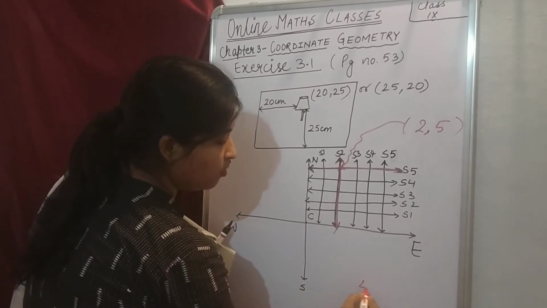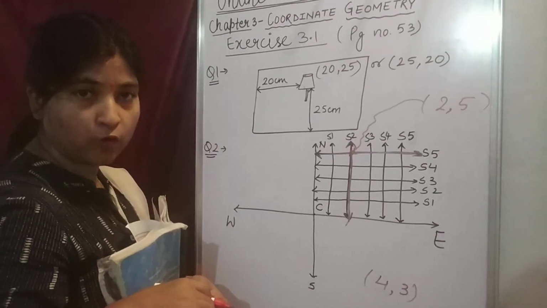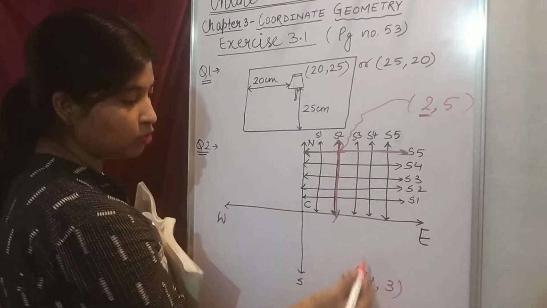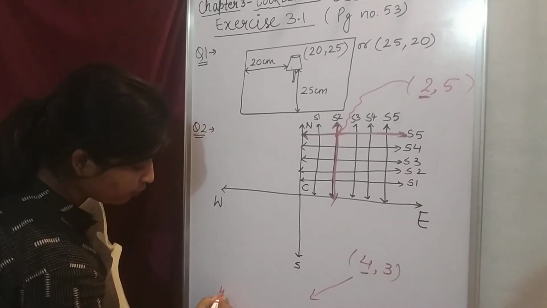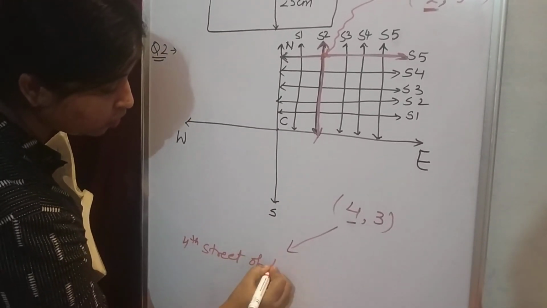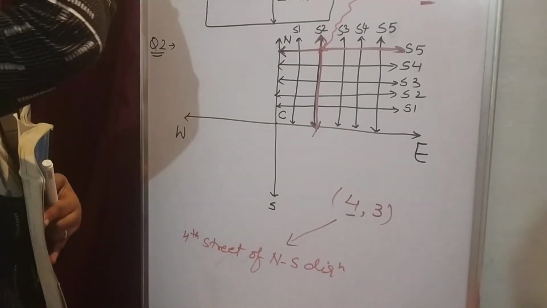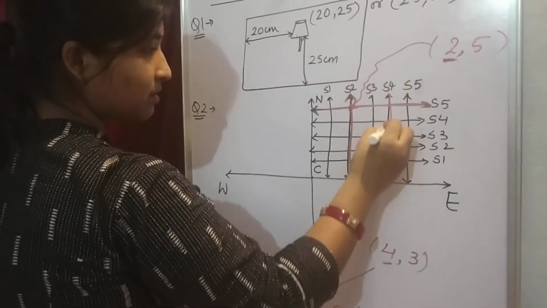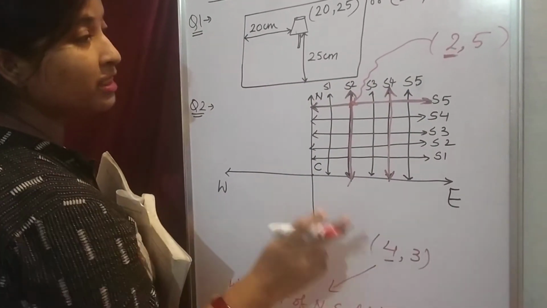4,3. How many can be represented as 4,3? What is the meaning of 4? 4 means the fourth street of the north-south direction. So where is the fourth street of the north-south direction? Can you see it? Yes, here it is. This one is your fourth street of north-south direction.